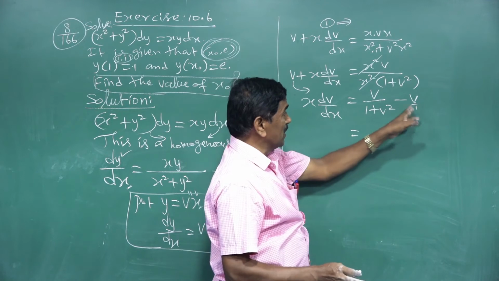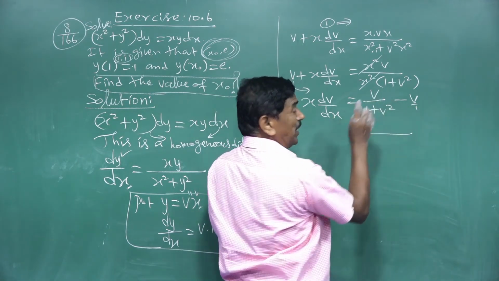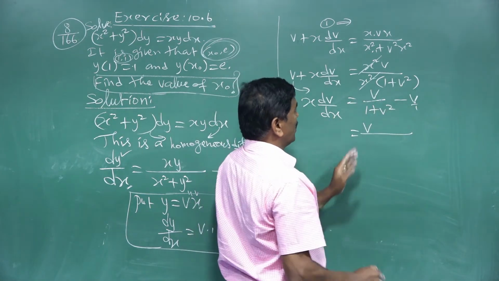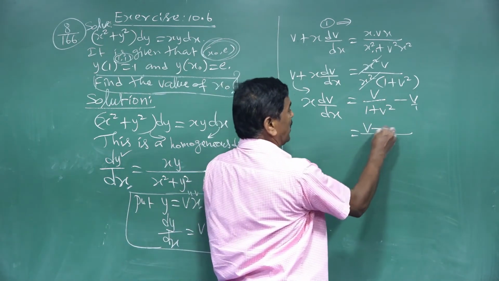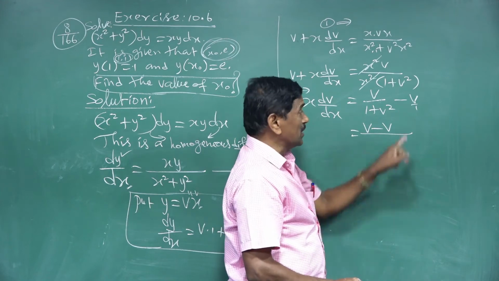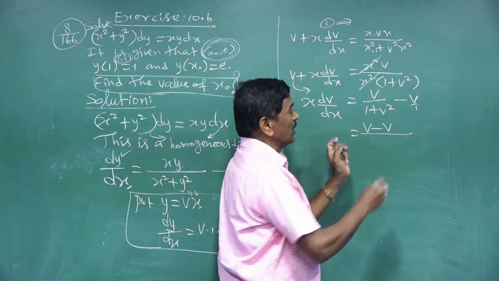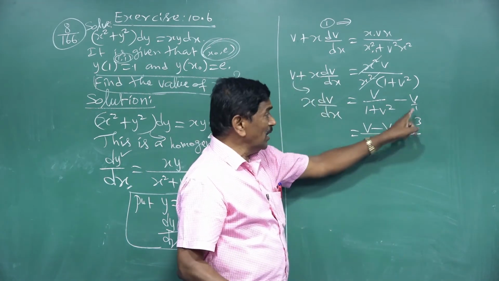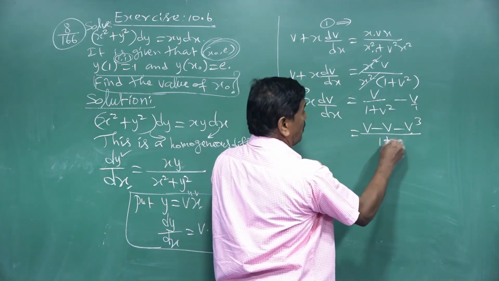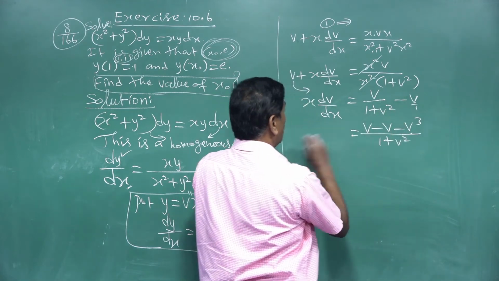Yes, cross multiplication. Cross multiply 1 into v, yes, v. Now this side, minus v into 1, minus v. Next step? Yes, minus v into v square is equal to minus v cube, divided by denominator into denominator, so 1 into 1 plus v square. What is the left hand side?